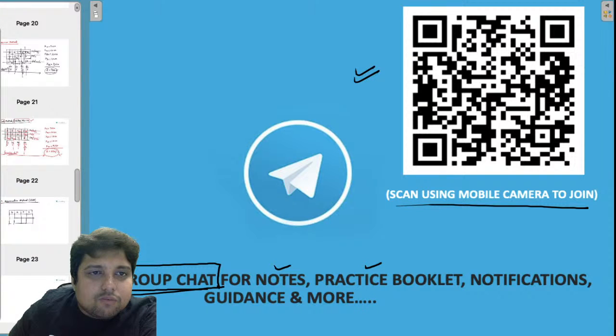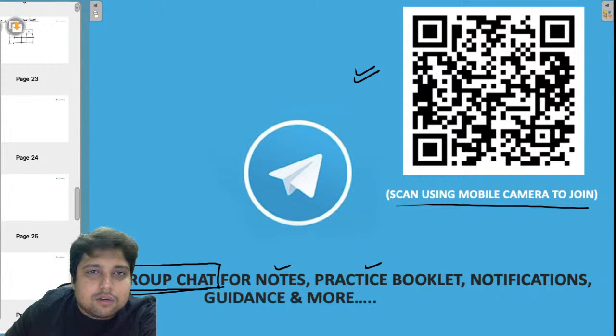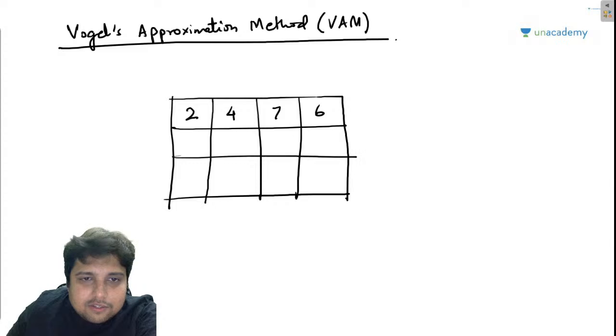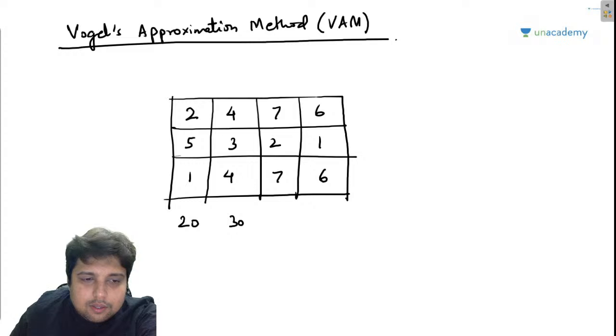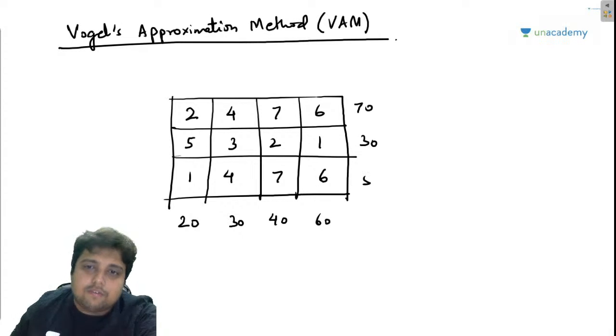Let me just move on to the Vogel approximation. So the cost matrix is 2 4 7 6, 5 3 2 1, 1 4 7 6, with supply 20, 30, 40 and demand 60, 70, 30, 50.